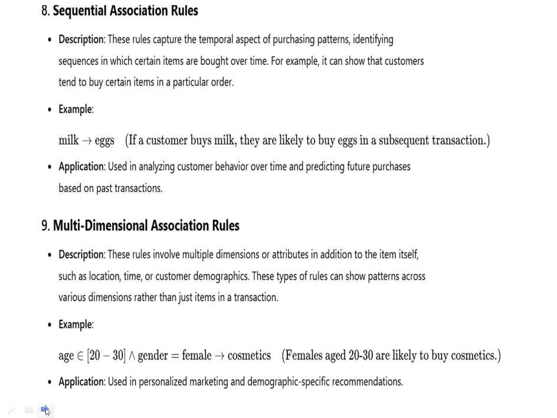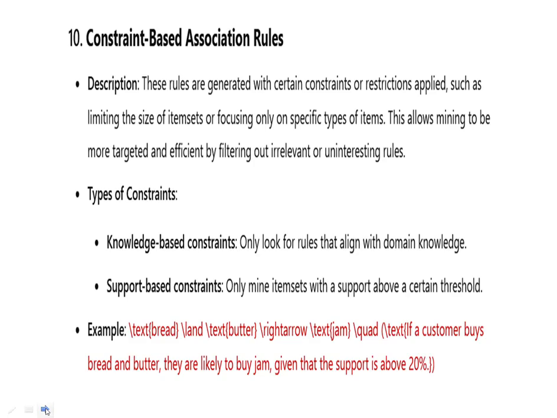The sequential association rules capture the temporal aspects of purchasing patterns, identifying the sequence in which the items are bought over time, for example milk and eggs. The application is used in analyzing customer behavior over time and predicting future purchases based on past transactions. And multidimensional rules involve multiple dimension attributes in addition to the items, used for personalized marketing and geographically specific recommendations.